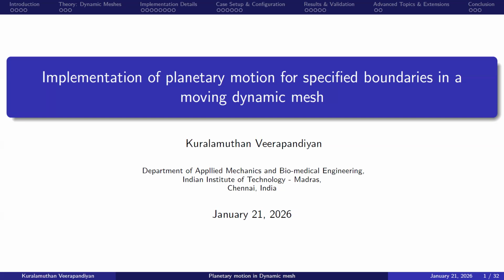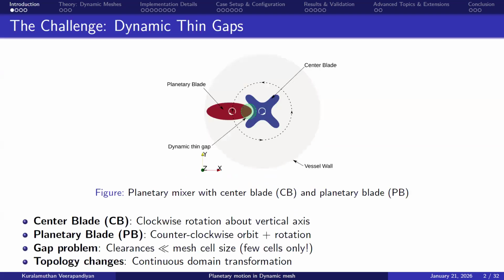So this presentation is basically on the implementation of planetary motion for specified boundaries in a moving dynamic mesh. The particular case that I have considered for this tutorial is a planetary mixer with a planetary blade and a central blade, which has a peculiar motion. The planetary blade undergoes two separate motions. One is the revolution about its own axis and a planetary gyration around the central axis as well.